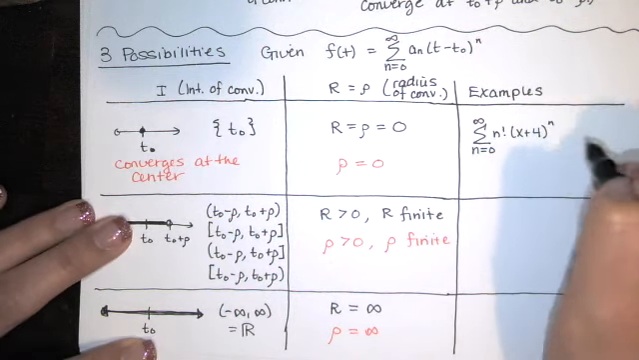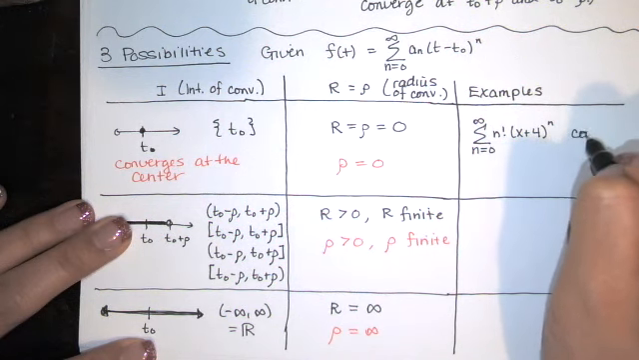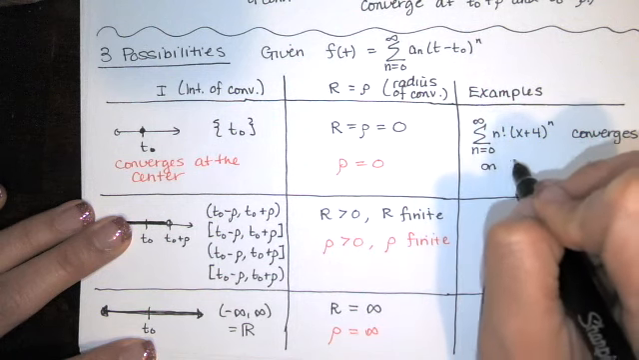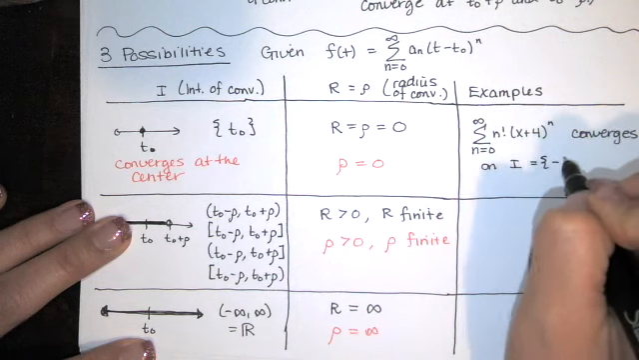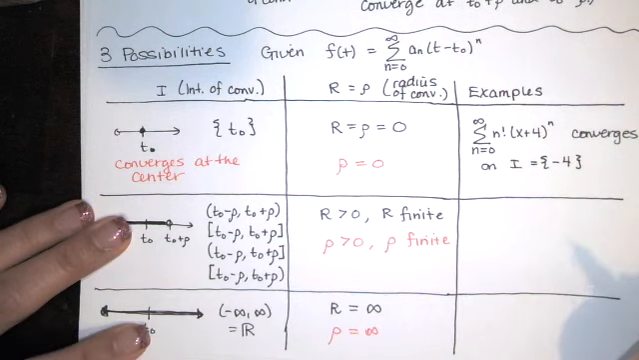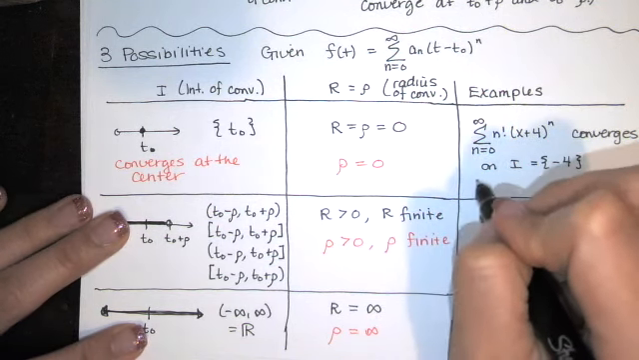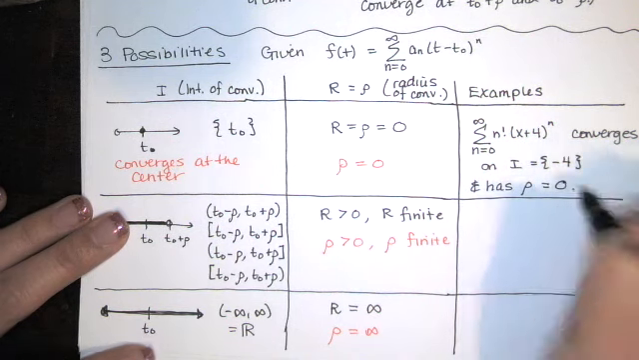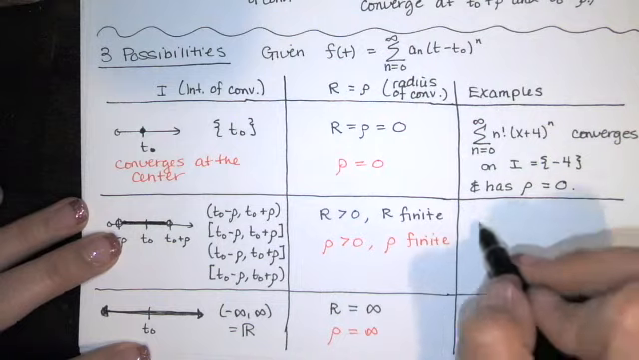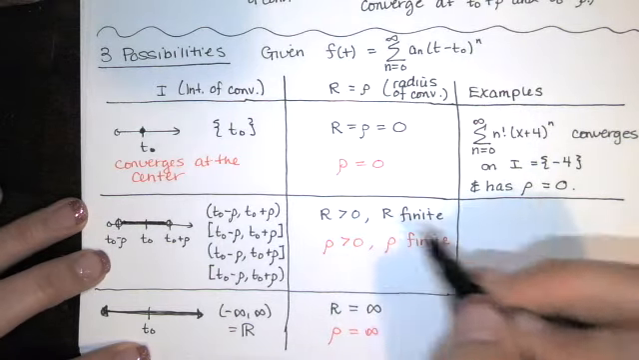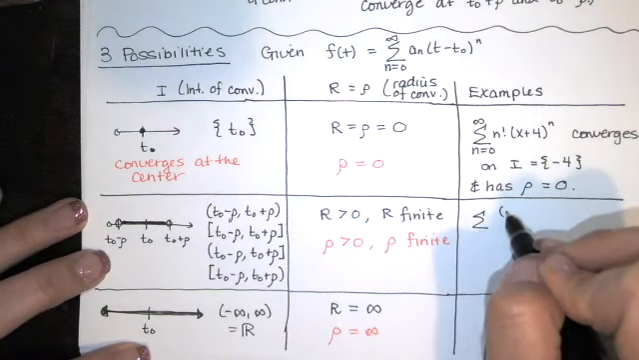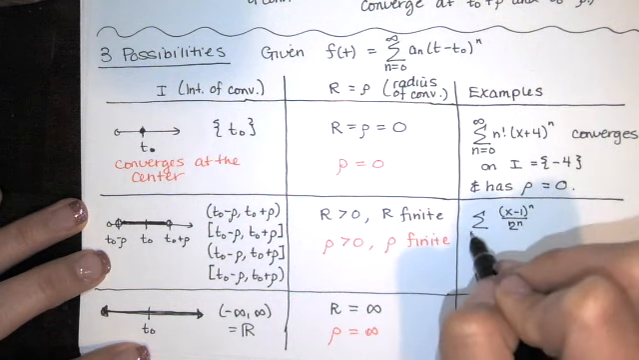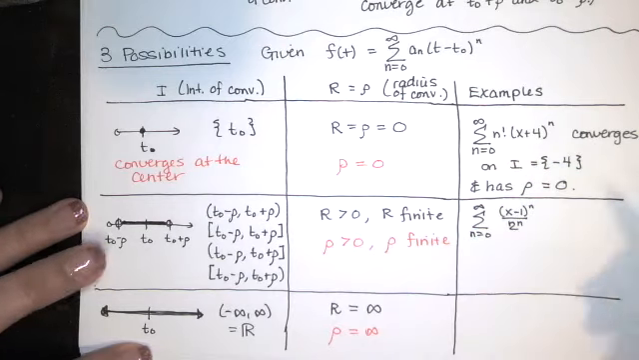So this converges on the interval I, which is the degenerate interval, -4, and has a radius of convergence, which I'm going to use this time, rho, equals 0. And let's see, if I want one where r is finite, how about that one that we were looking at before, x minus 1 to the n over 2 to the n for n between 0 and infinity.